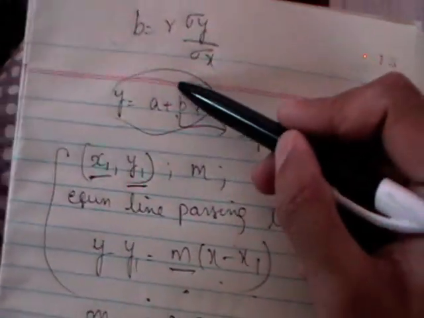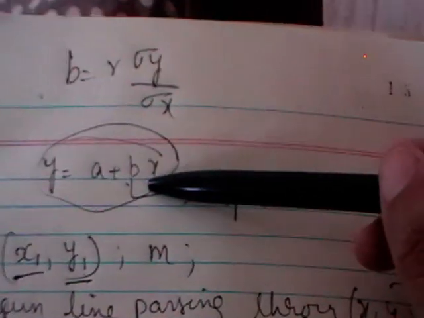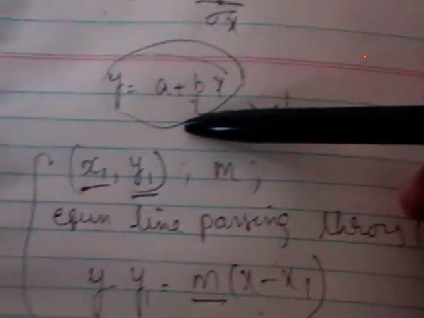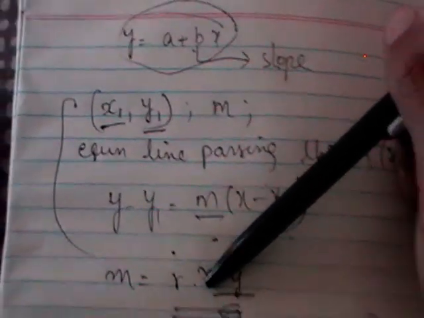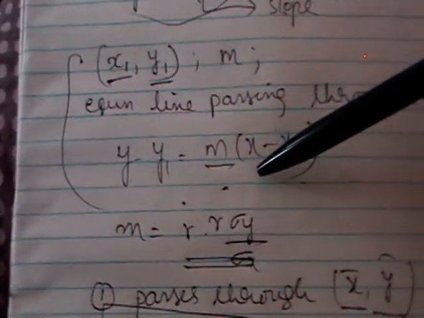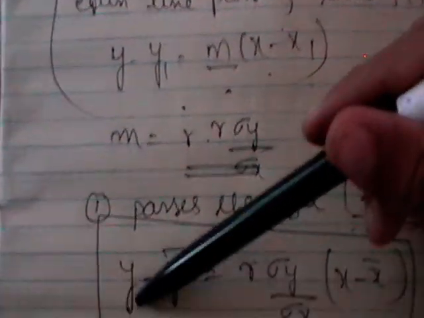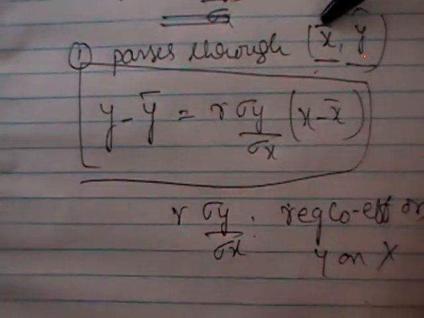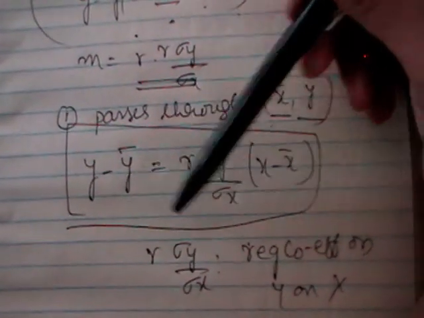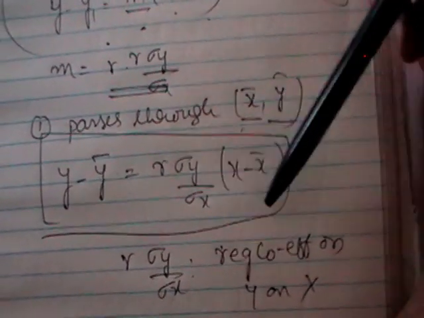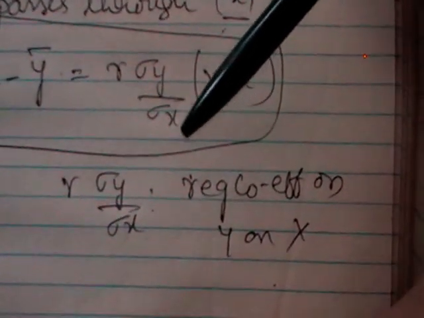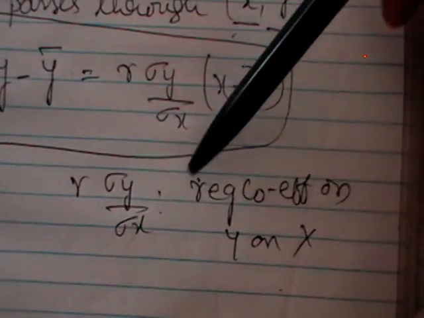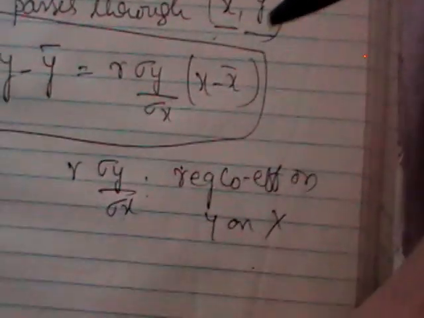Now if you observe this, this is called the slope of the equation. So you have the slope and a point it passes through. If x1 and y1 are the point through which the line passes and m is the slope, you can write y minus y1 is equal to m into x minus x1. So in place of x1, y1, you have the point x bar, y bar. You will get y minus y bar is equal to r into sigma y by sigma x into x minus x bar. This is called the regression equation of y on x, and this r into sigma y by sigma x is called the regression coefficient of y on x.